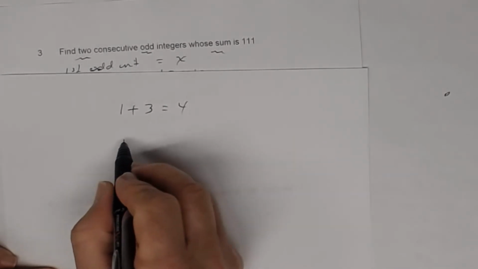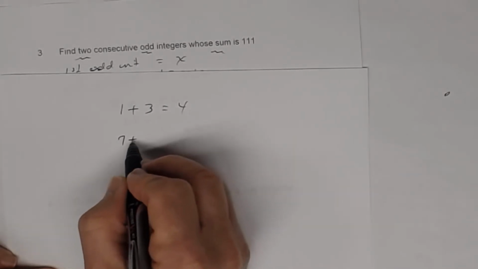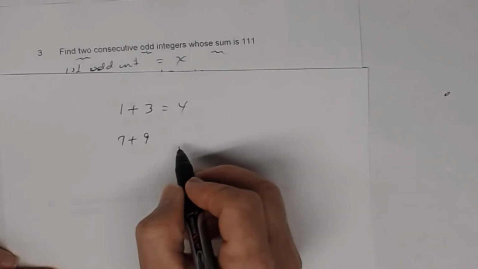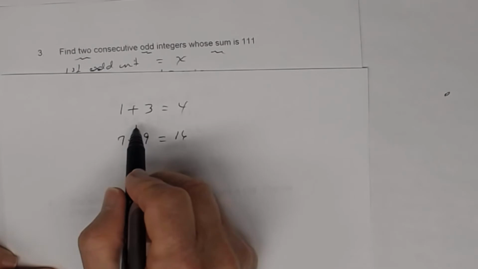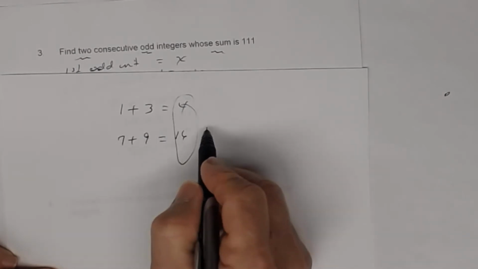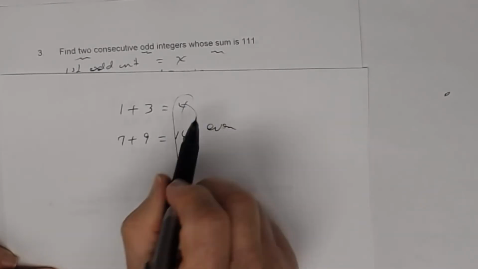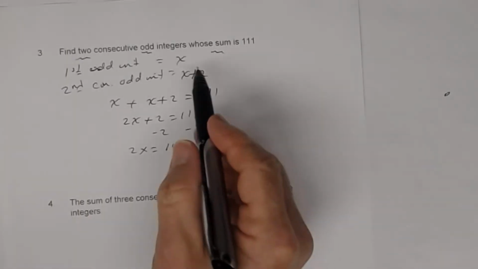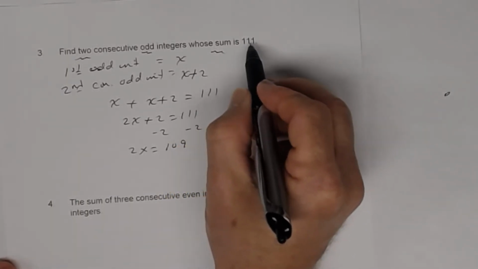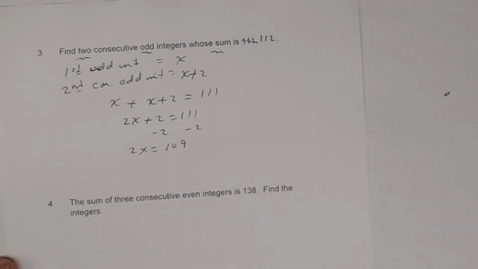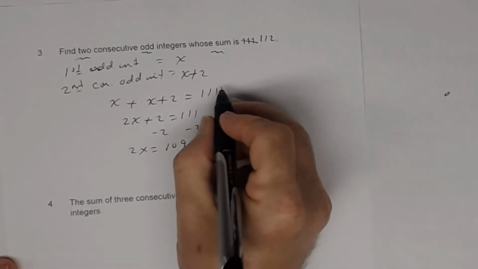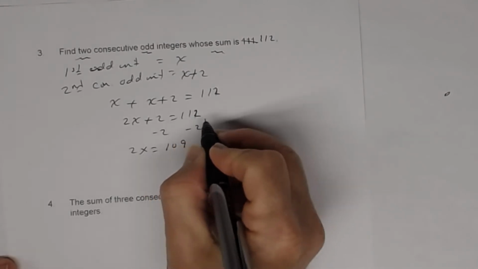I get 4 here, right? If I add, let's say, 7 plus 9, what do I get there? I get 16. So when I add 2 consecutive odd integers, what kind of number is it? It's even. What kind of number is this? It's odd. So I messed up this number here. Let's go ahead and write it as 112. So let's change this to 112, this to 112.